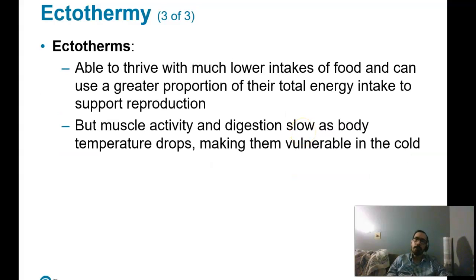Ectotherms are able to thrive with much lower intakes of food, and they can use a greater portion of their total energy to support reproduction. But the downside of being an ectotherm is that the muscle activity and digestion slows down as the body temperature drops, and it makes them vulnerable during the cold because they're not able to escape. And you've probably seen this, like if you've ever run into a lizard in the morning, they're not as fast as they would be in the middle of the day.